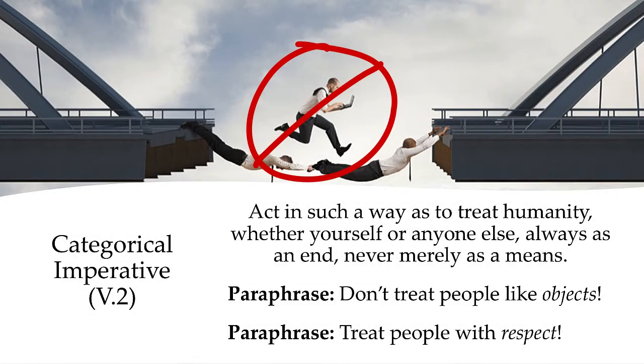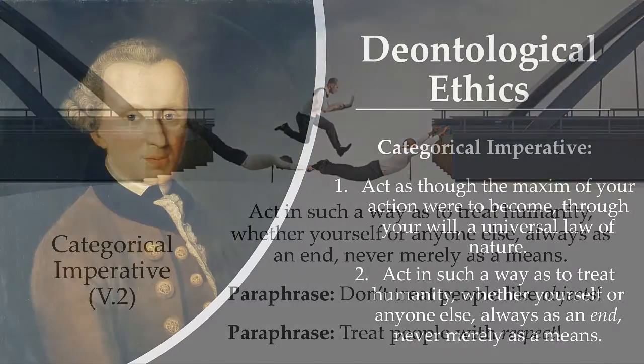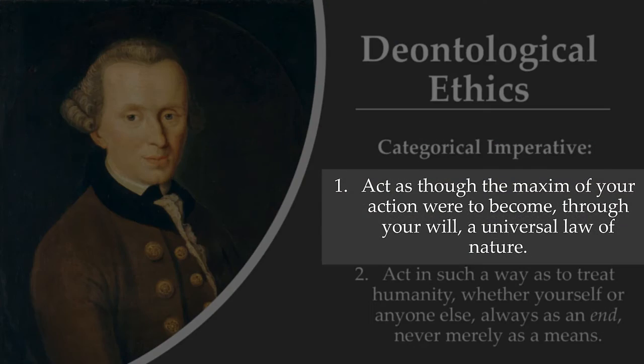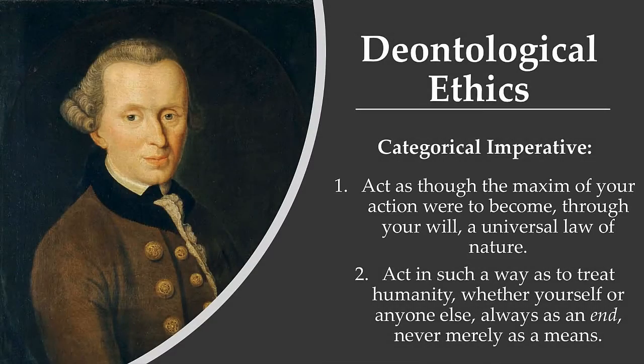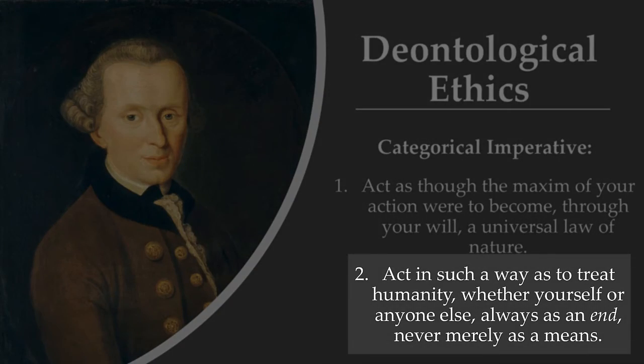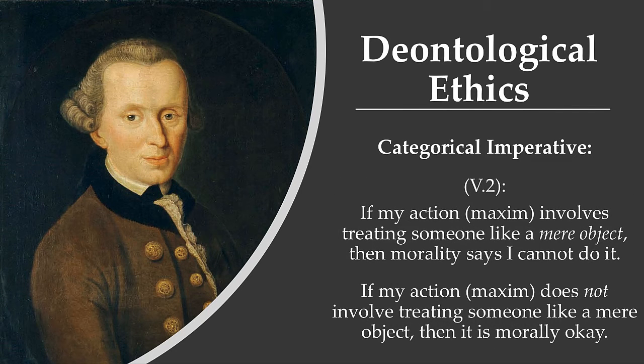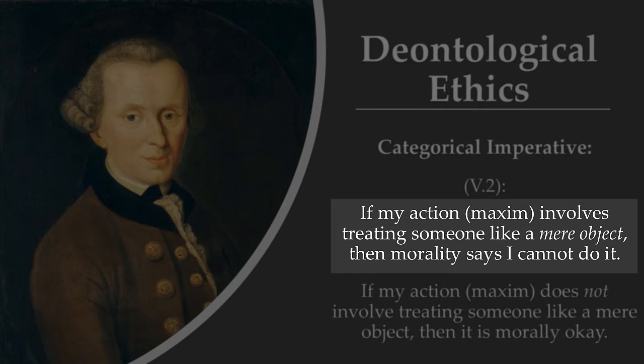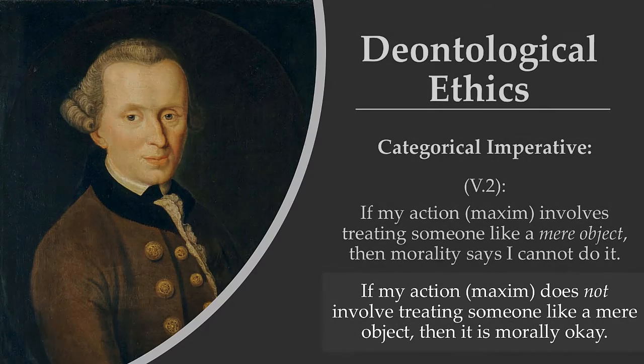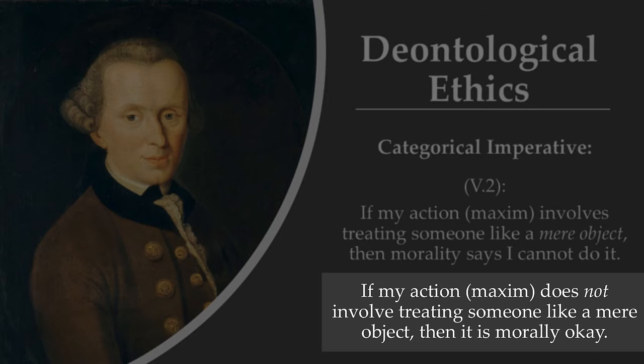So anytime you're considering whether a particular action is right or wrong, you've got that test, which is a little bit complicated: can I universalize this? Will it lead to a contradiction? But then you've got an even more accessible way of thinking about it, which is: does my action require treating somebody like an object? Does it involve treating them as less than a person? And if the answer is yes, then don't do it. Morality says you shouldn't do it. And if the answer is no, if you're treating them with the respect they deserve, then fine, go for it.